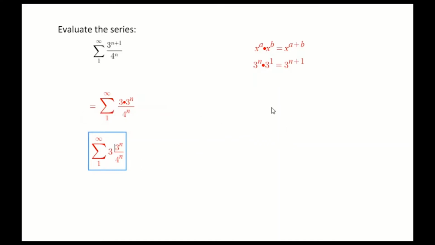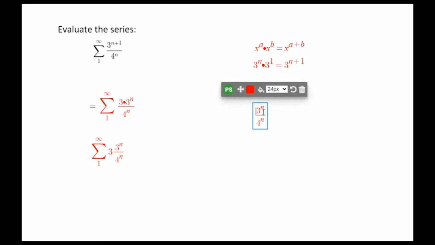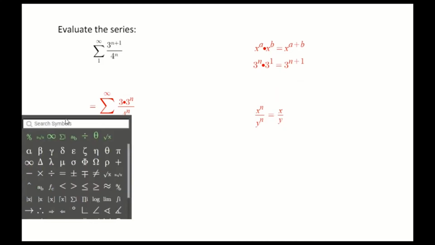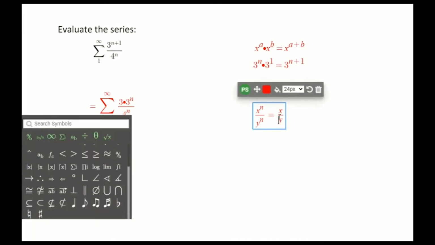And another exponent property we have is, if we have something like x to the n over y to the n, we can combine those and say that that is going to be x over y to the n. We're going through a lot of work here, which is not totally necessary once you know what's going on here.